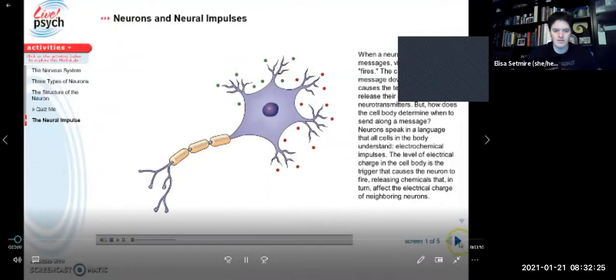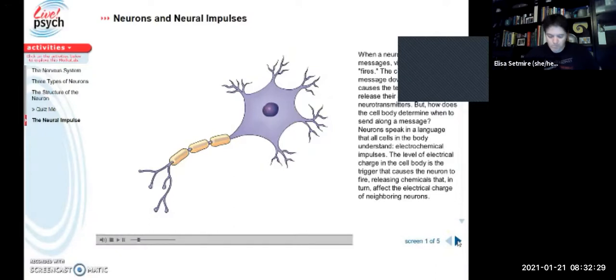When a neuron receives enough messages via its dendrites, it fires. The cell body sends a message down the axon that causes the terminal buttons to release their stores of neurotransmitters. But how does the cell body determine when to send along a message? Neurons speak in a language that all cells in the body understand: electrochemical impulses. The level of electrical charge in the cell body is the trigger that causes the neuron to fire, releasing chemicals that, in turn, affect the electrical charge of neighboring neurons.